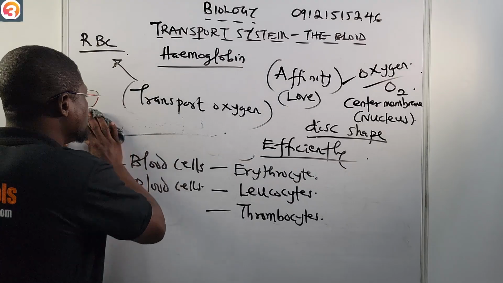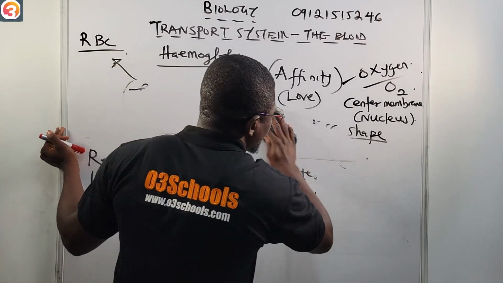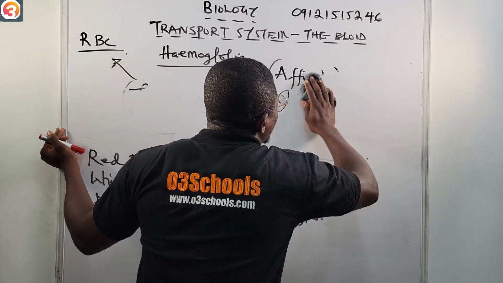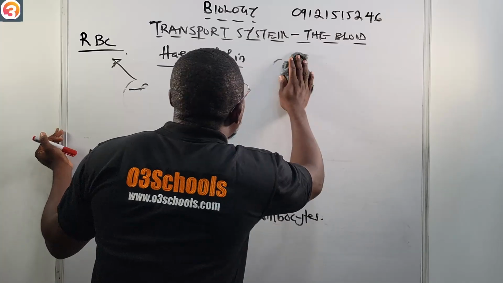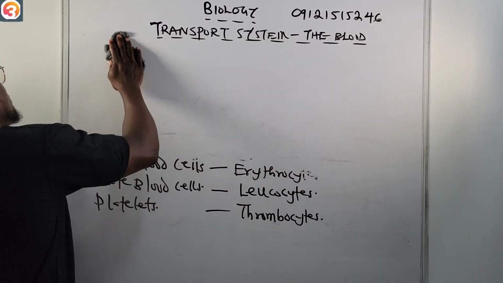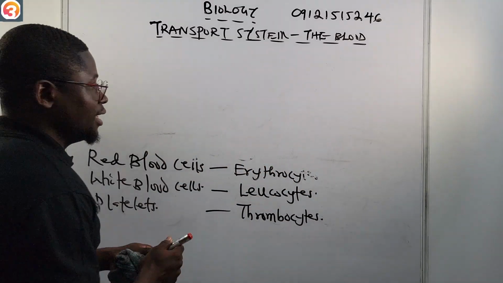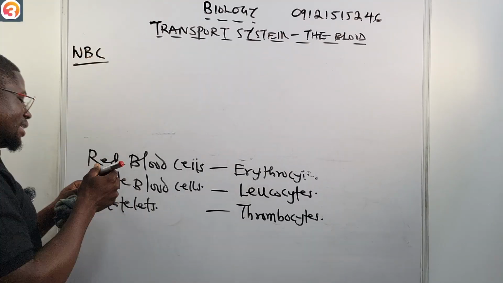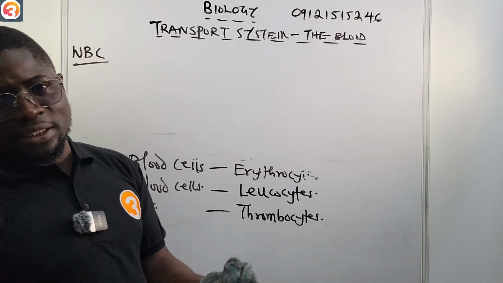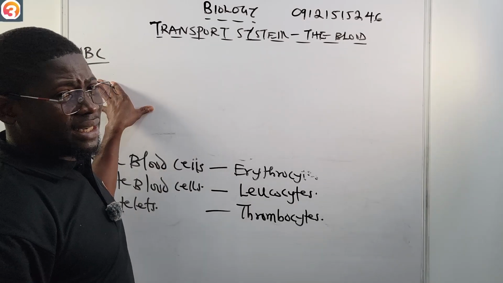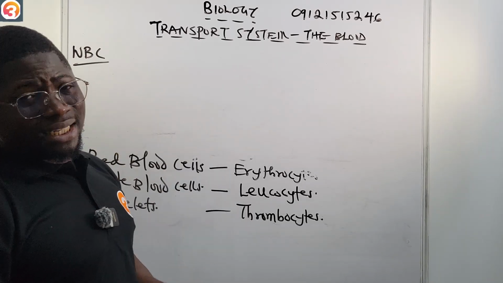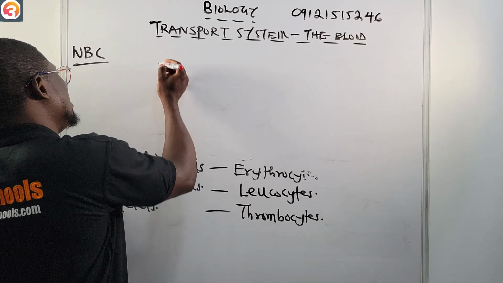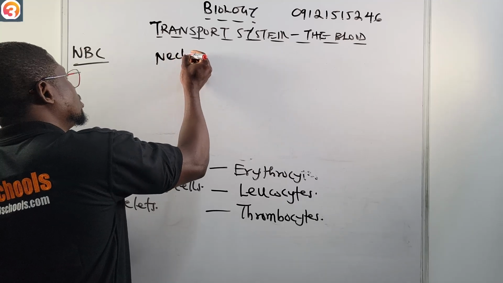So let us see the white blood cells. Obviously, white blood cells mean that they do not have any color. They are colorless. They do not have any pigments. But the white blood cells have a nucleus. Please take note of that.